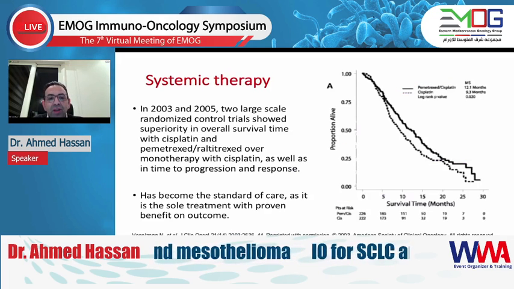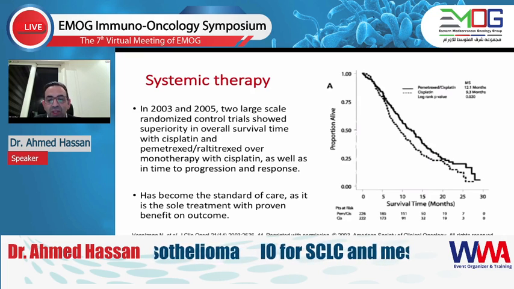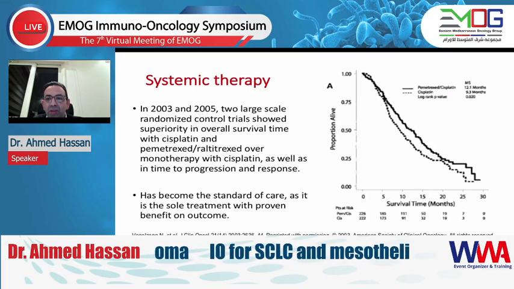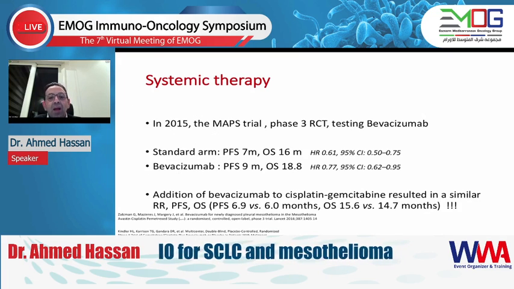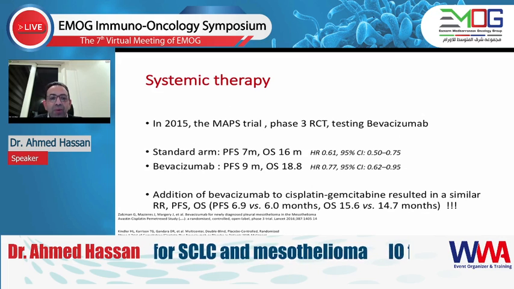So we know in mesothelioma that the standard of care is cisplatin and pemetrexed. We know this from the EMPHACIS trial, which showed a 3 months improvement in survival in comparison to cisplatin. But since then, there hasn't been much progress, really.